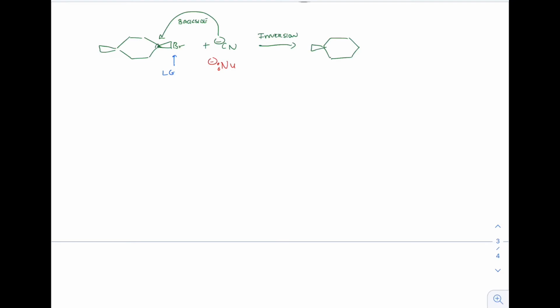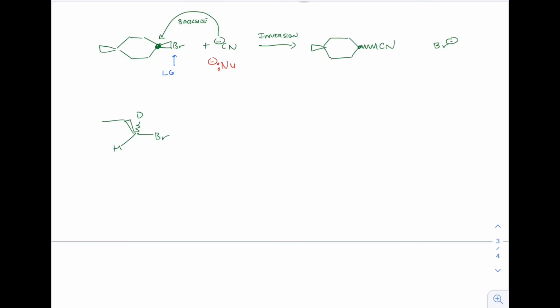Now, the quick and easy way to draw that inversion is, first of all, everything is left the same, and we only focus on the carbon of interest, the carbon with the leaving group. And then we can just draw the opposite configuration that the leaving group was. So the leaving group was a wedge. Now we draw the nucleophile on there with a dash. And that's a quick and easy way to draw that inversion product for Sn2 mechanisms.